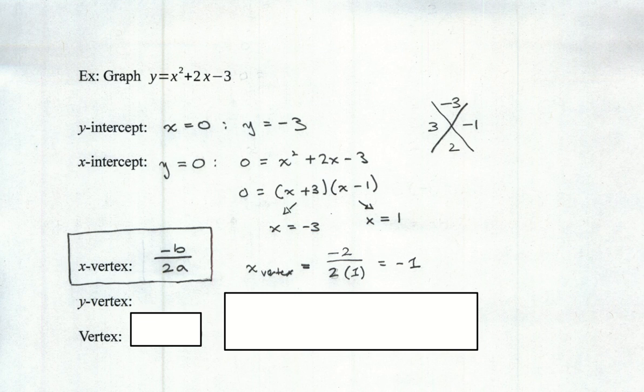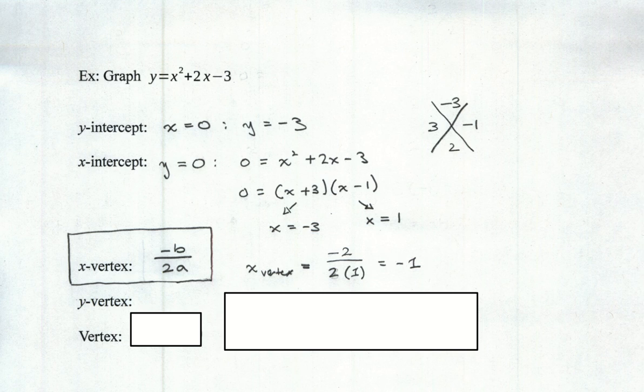These are the same letters that we use for the quadratic formula. So in the denominator, we've got 2 times 1. So let's see, 2 divided by 2 is 1. A negative divided by a positive is a negative. So the x-coordinate of our vertex is at -1.